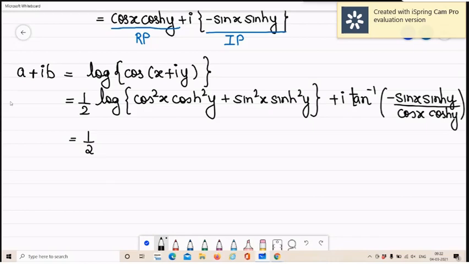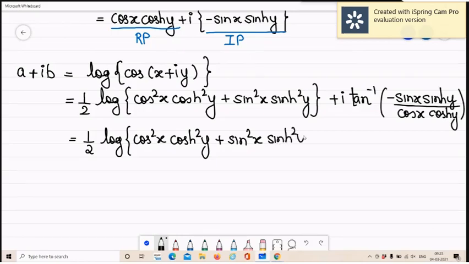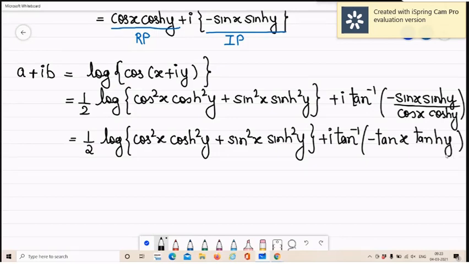Now what does this mean? A plus ib is equal to this. So what are you going to do? Can anybody tell me? We will equate the real part and the imaginary part. Yes, that means if you equate the left hand side and the right hand side, the real part will be equated with the real part and the imaginary part with the imaginary part. Sine by cos is tan and sinh by cosh is also tan.